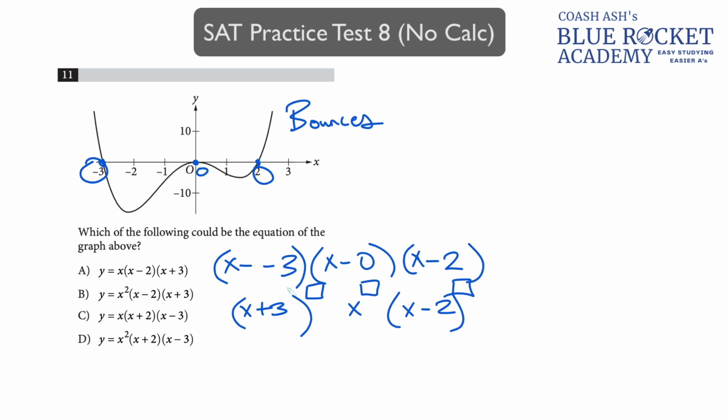Okay, but before that, let's try to eliminate some of the choices. You've got x plus 3. Do you see an x plus 3? Yes, it's a possible answer. x minus 3, we don't see it here, so it's out.